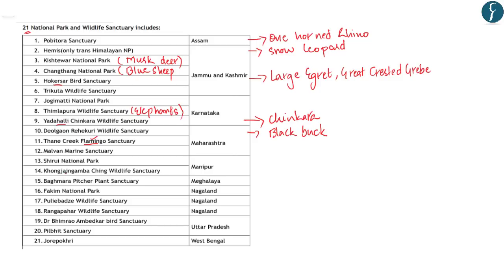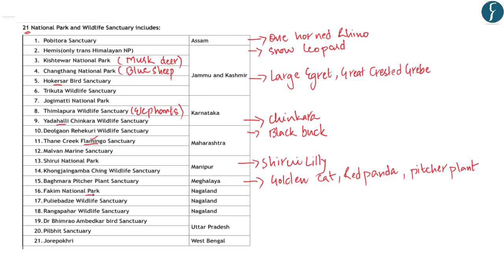13th is the Shirui National Park in Manipur, which has the endemic Shirui lily. 14th is the Khonchen Gamba Ching Wildlife Sanctuary and is also located in Manipur. 15th, Bhagmara Pitcher Plant Sanctuary, located in Meghalaya, is often compared to the Grand Canyon of USA because it's famous for the golden cat, red panda and the very famous carnivorous plant called the pitcher plant.